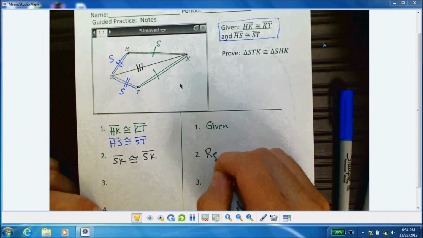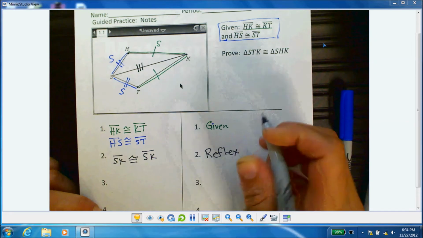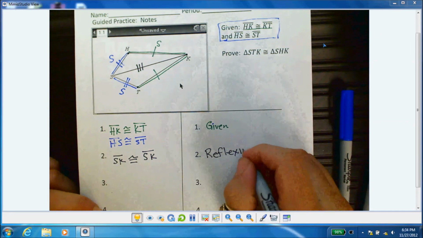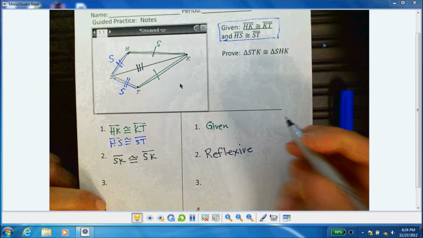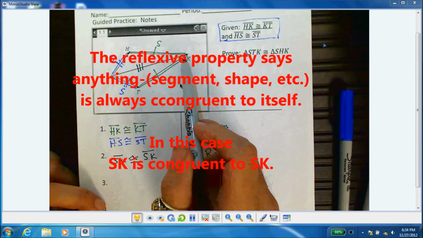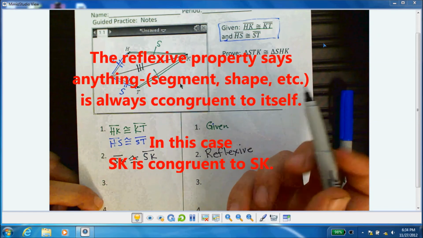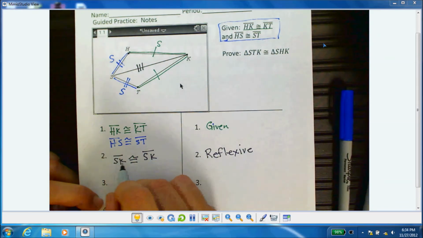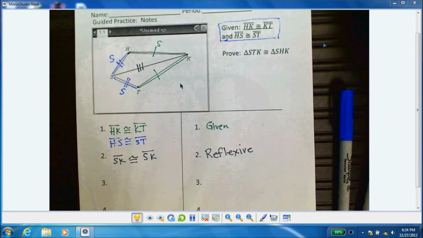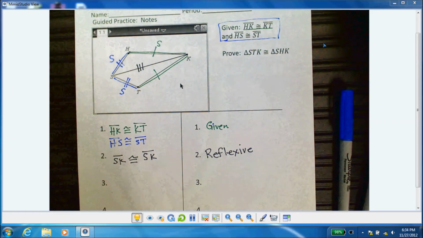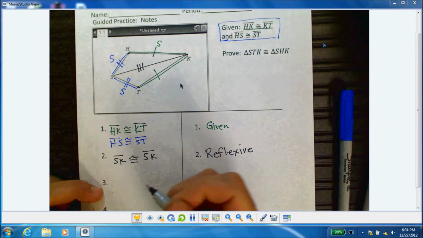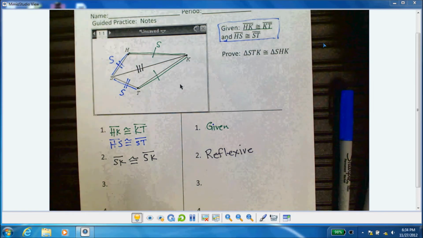Yo, Mr. Aguilar, I got a question. What's that, Bubba? What does reflexive mean? Reflexive means that since these two triangles share this side, the side is congruent to itself. So as you can see here, SK is congruent to SK. Okay, good question.